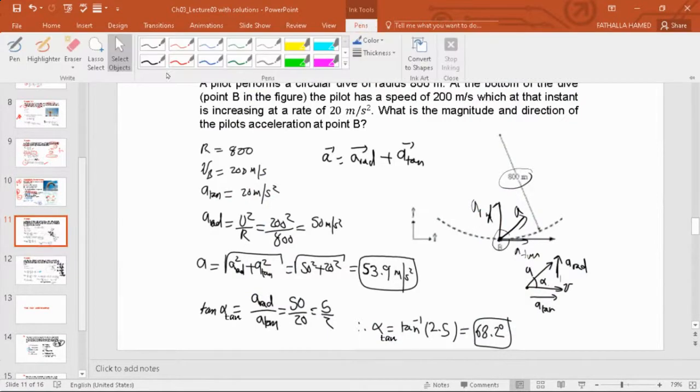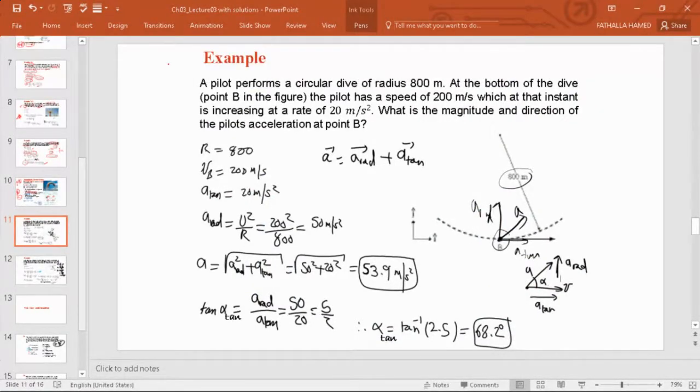Let's deal with an example here. A pilot performs a circular dive of radius 800 meters. At the bottom of the dive, which we say here is point B, the pilot has a speed of 200 meters per second, which at that instant is increasing at a rate of 20 meters per second squared. What is the magnitude and direction of the pilot's acceleration at point B?